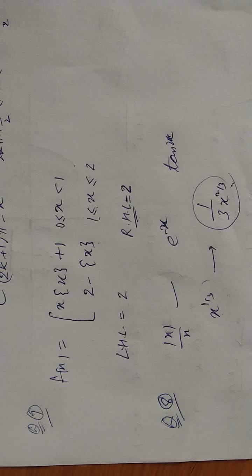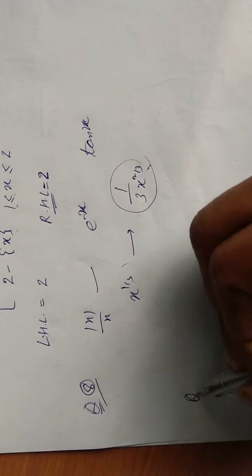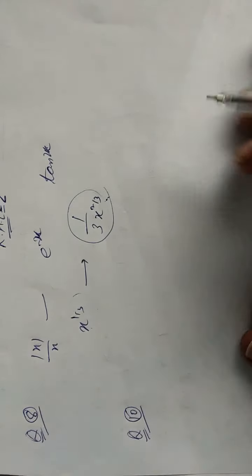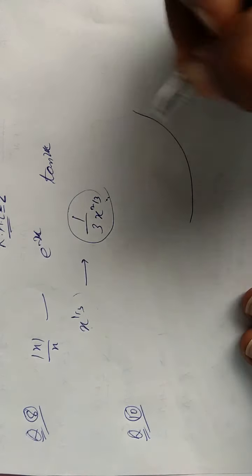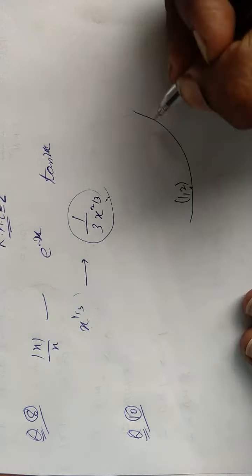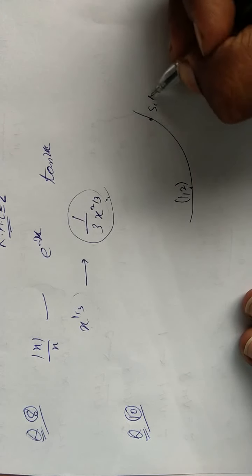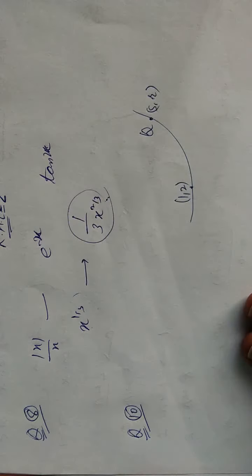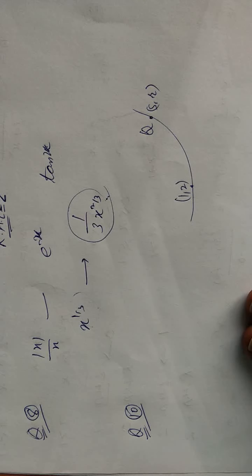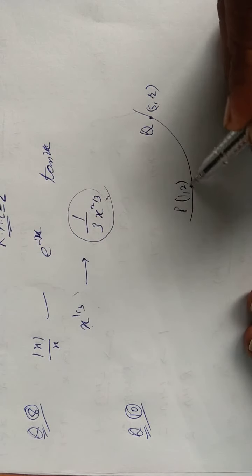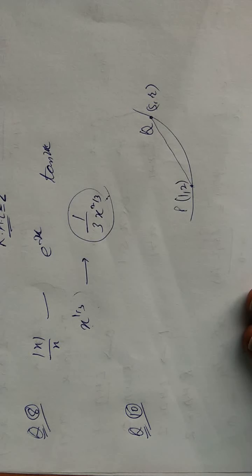Question number 10. So question number 10 says the graph of f contains the points P and Q. Okay. So P is (1, 2) and Q is (s, r). So the equation of the secant line through P and Q is this. Okay.